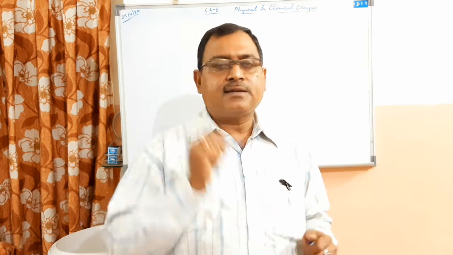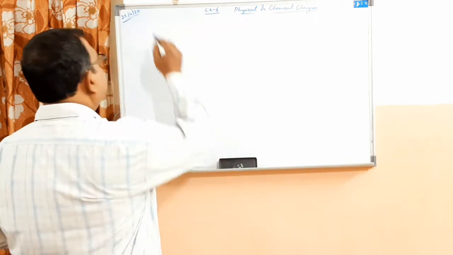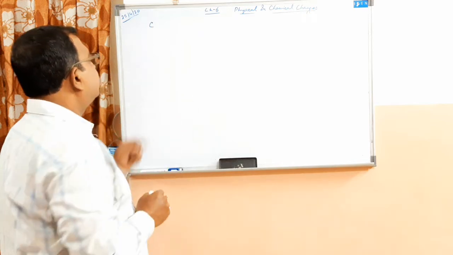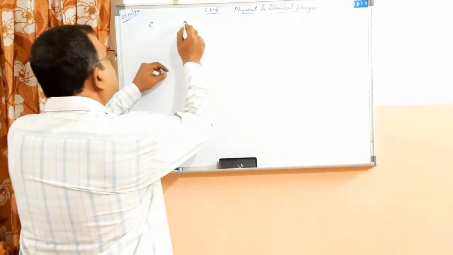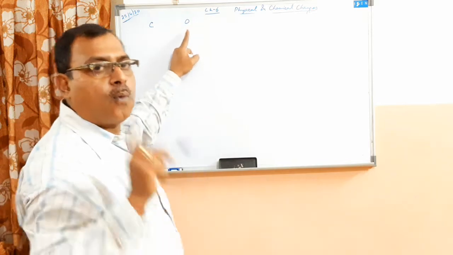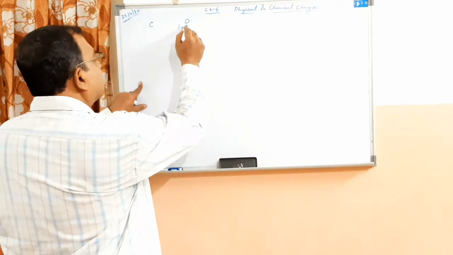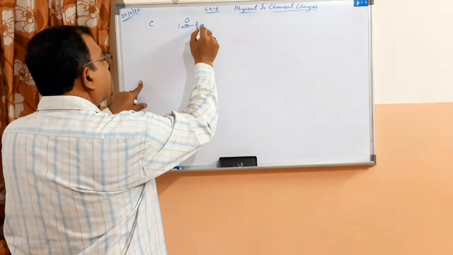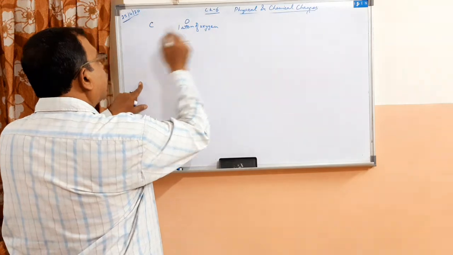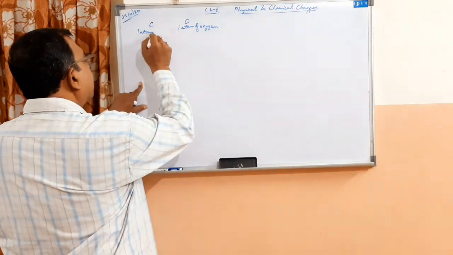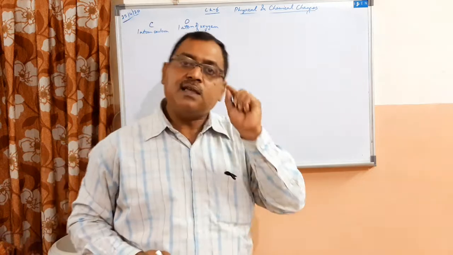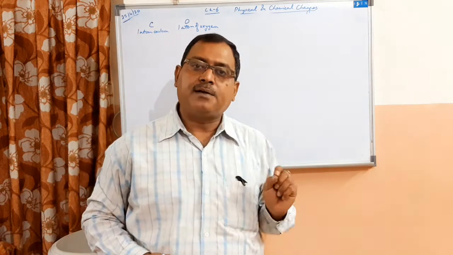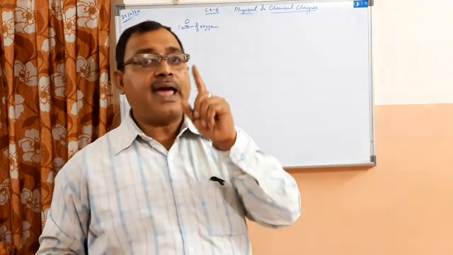Now, if I write C, that means it shows one atom of carbon. If I write O, it shows one atom of oxygen. So when I write only the symbol of an element, it represents one atom of the element.